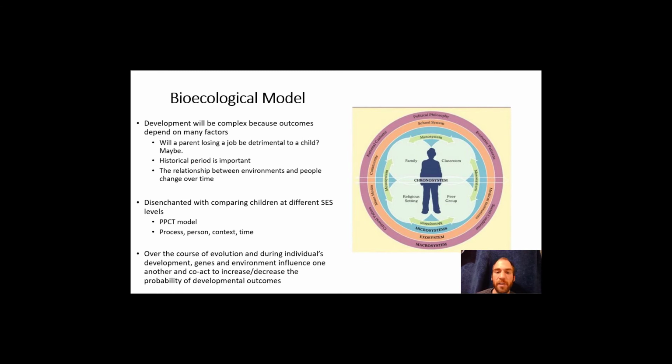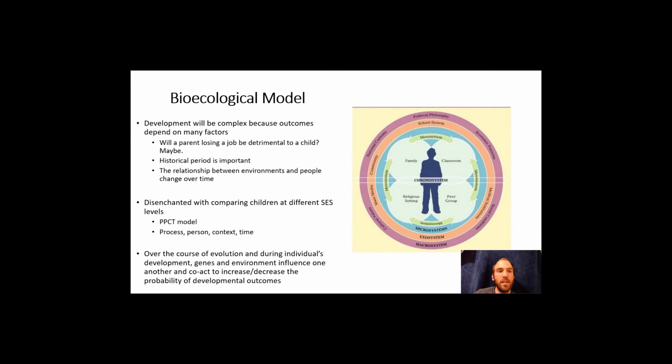He became disenchanted with comparing children at different SES levels, and he used the PPCT model: process, person, context, time. Again, pretty straightforward here. Context matters, historical period matters, an individual matters. You can have the same environmental influence impact people differently because of the PPCT model. Over the course of evolution and during individuals' development, change and environment influence one another and co-act to decrease the probability of developmental outcomes.